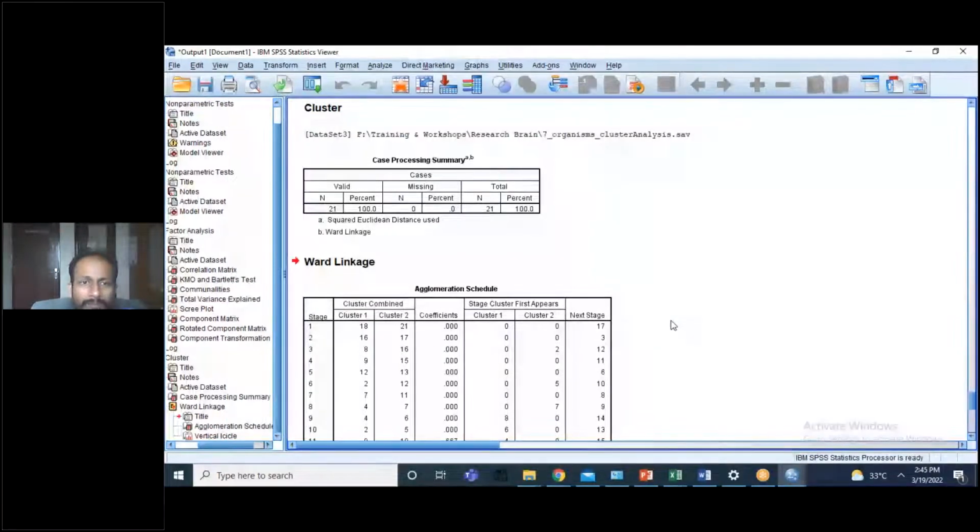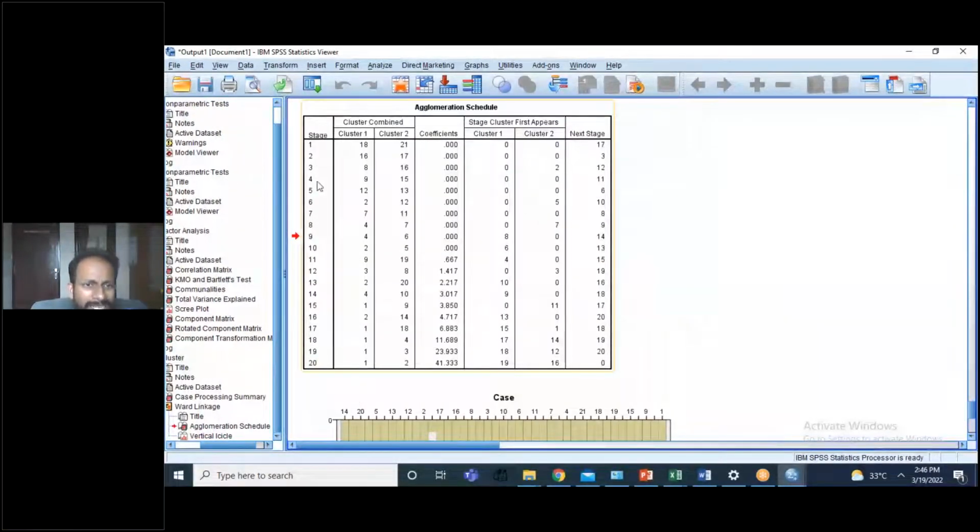Come down. You can see that there are 20 items. Though there are 21, it will always consider one less. So how do you figure out how many clusters I need to have? You have to look out for the coefficients in our agglomeration schedule. Now look out for the last coefficient. The last coefficient is 41.33.